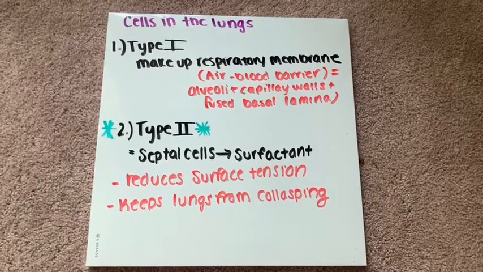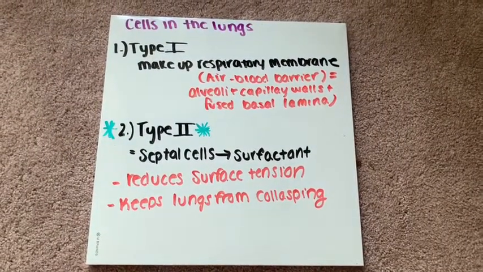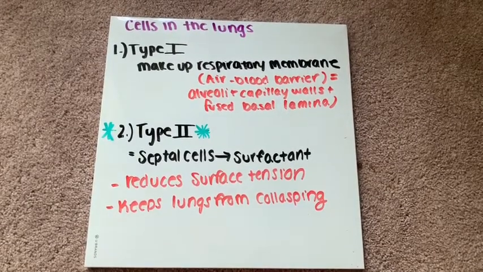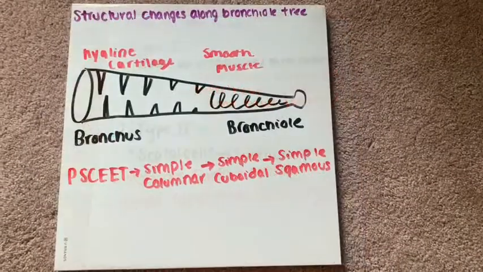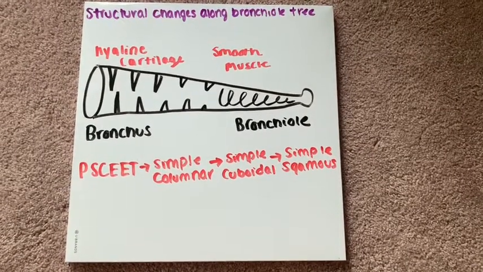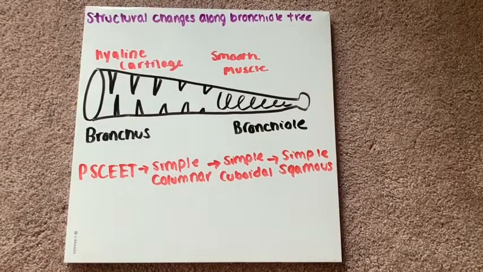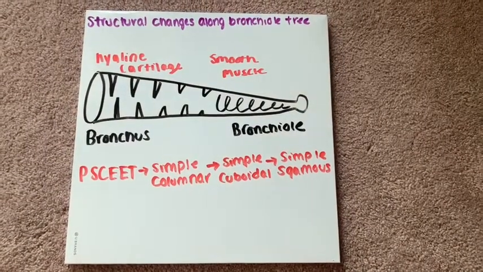In my class, type 2 cells were very important. These are septal cells. They release surfactant, reduce surface tension, and keep the lungs from collapsing. Structural changes along the bronchial tree go from hyaline cartilage to smooth muscle as you go from the bronchus to the bronchiole. At the bottom, you see the tissue changes from bronchus to bronchiole.